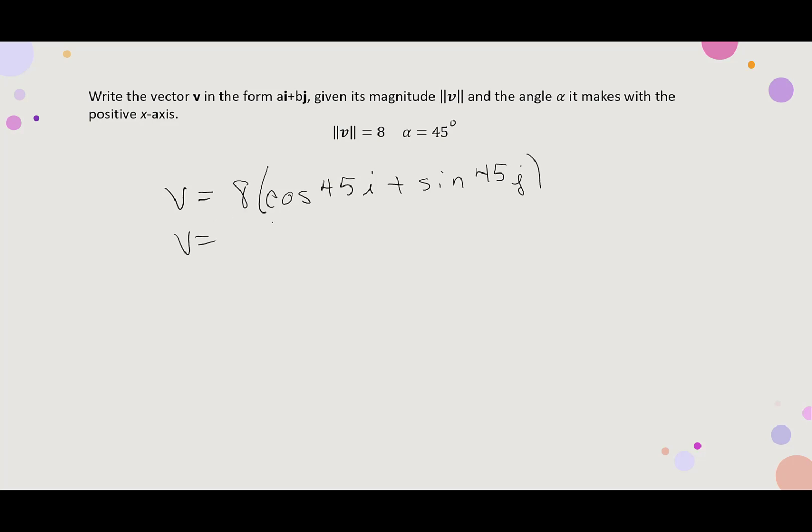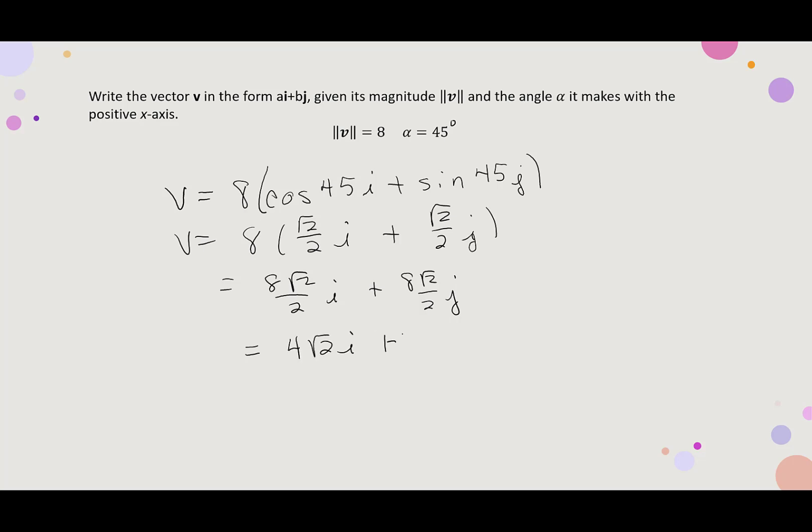So we started with a nice one. Cosine of 45 is the square root of 2 over 2. Hopefully that's one that you remember. Sine of 45 is also square root of 2 over 2. So we're going to go ahead and distribute that 8. So I have 8 square root of 2 over 2 i, and then again 8 square root of 2 over 2 j. Simplify because you can. So 8 over 2 is 4, so I have 4 square root of 2 i, and 4 square root of 2 j. Now we have our vector expressed in the form ai plus bj.